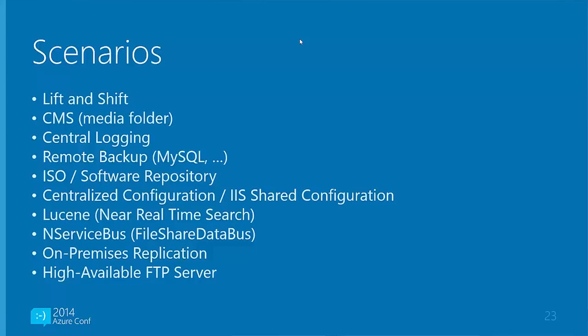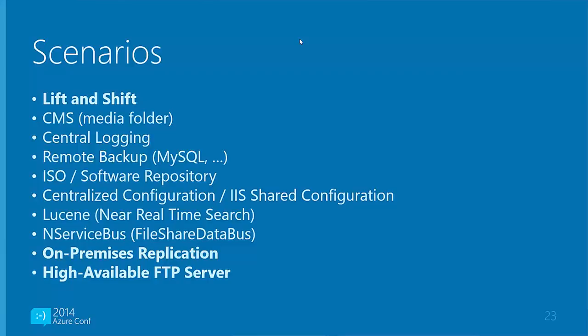So another scenario is in Service Bus, where you could use the file share data bus and point it to an Azure file share. On-premises replication, where you could set up a continuous replication between your on-premises virtual machines or a DFS and use the REST API to sync your files to Azure. And also a highly available FTP server that could be useful for running important processes using BizTalk, for example. So we'll cover a few of these scenarios in the next demos.